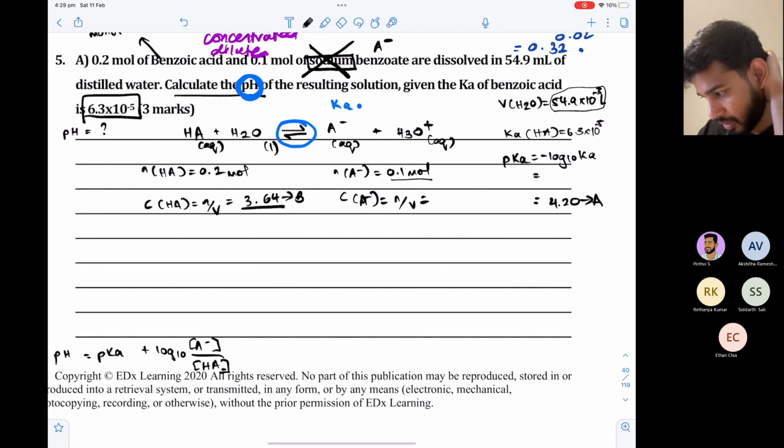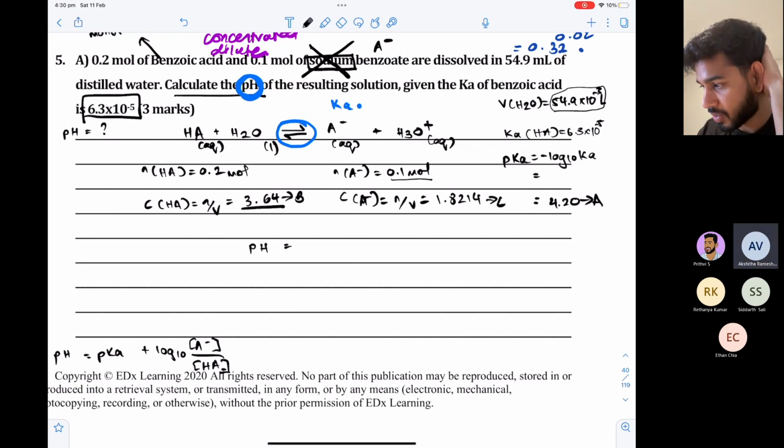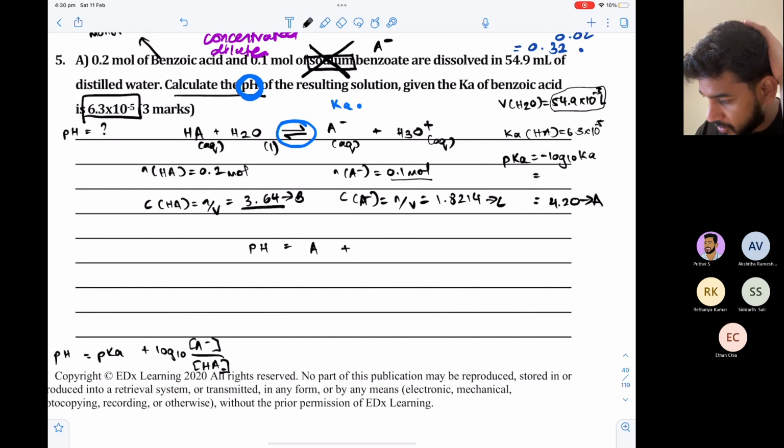Stored as B. And Akshita, what did you get for concentration of A minus? 1.8214. Good. Stored as C. So then pH is equal to pK, which is A, plus log 10 of A minus, which we put as C, and we're going to divide that by HA, which we said was B. So what's pH equal to?